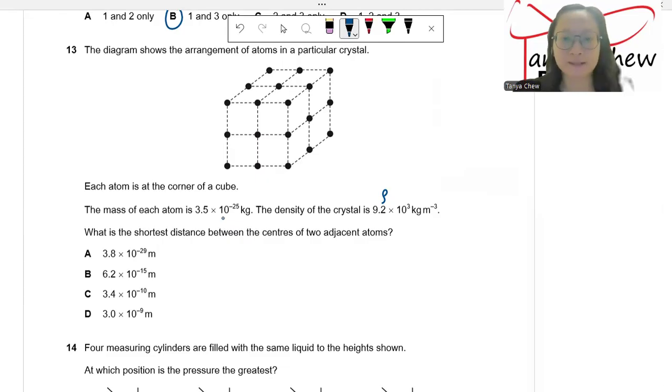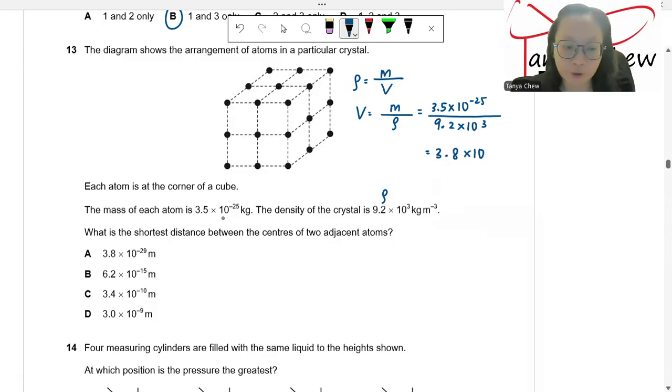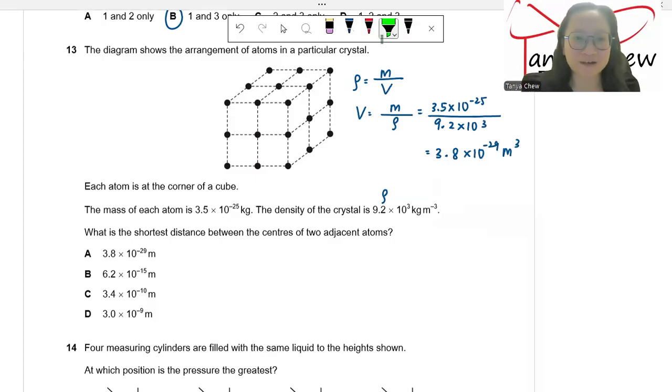Now, first of all, mass and density are given. Therefore, I'm going to use that to find the volume of the crystal first. Density is equal to mass over volume. Therefore, volume is equal to mass divided by density. Mass is given as 3.5 times 10 to the power negative 25. Right, so this is the volume.